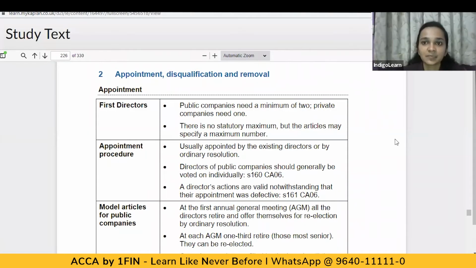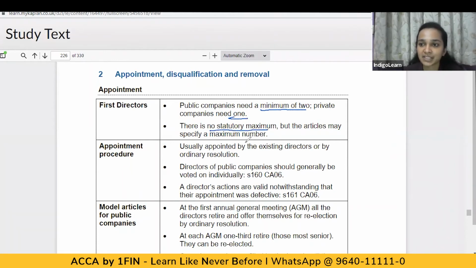As soon as there's any change in the directors of the company, every company should inform about this change within 14 days to the registrar. So within 14 days of such change, the registrar has to be informed about the change in the directors of the company. So first directors: a public company needs a minimum of 2, a private company needs 1.